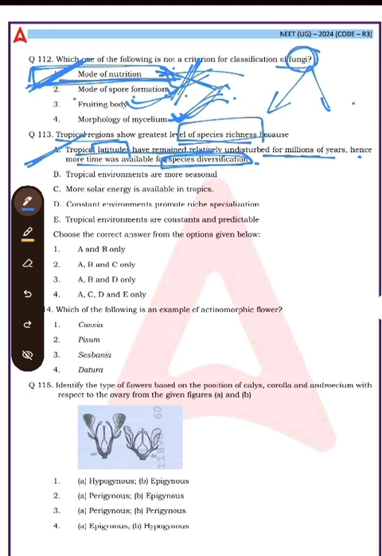Next, tropical environments are more seasonal. No, tropical environments are less seasonal. They are not like temperate ones. They are less seasonal. So this is wrong. More solar energy is available in tropics. Yes, available. More constant environments promote niche specialization. Yes, and tropical environments are constant and predictable. Yes, as B is wrong, you can see definitely the answer is the fourth option.